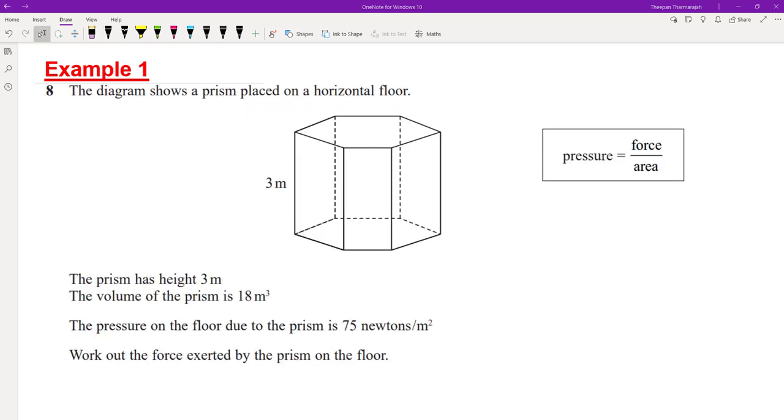Here's a question for you to try. You can pause the video, and when you're done, I will go through my worked solution. Okay, welcome back.